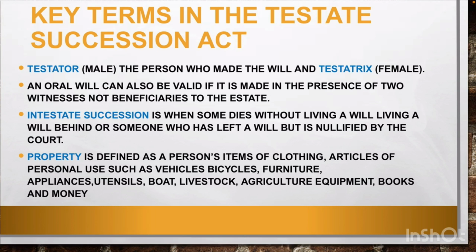Then intestate succession. This one I've explained. I've said this is the act that is used to distribute the property of someone who dies without leaving a will. Then property is defined as a person's items of clothing, articles of personal use such as vehicles, bicycles, furniture, appliances, utensils, boat, livestock, agricultural equipment, books, money, and others. These are also called property, not properties. It's property.